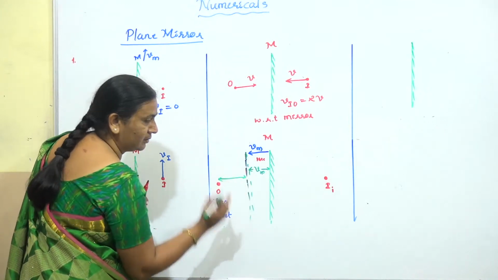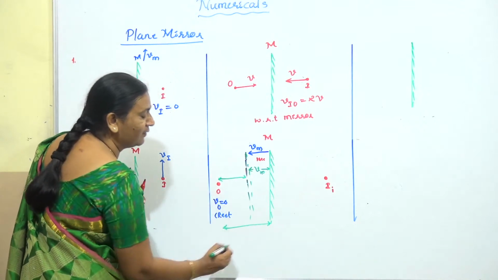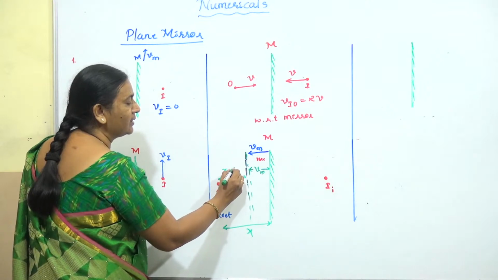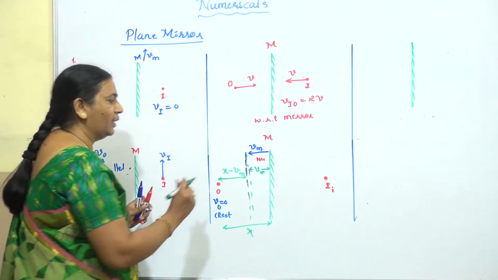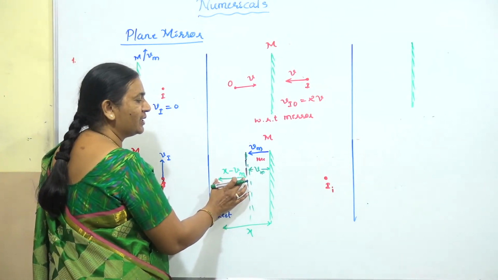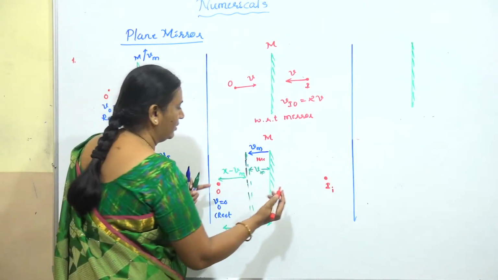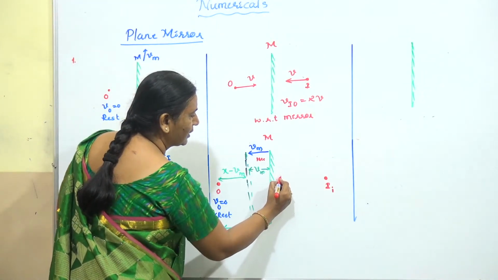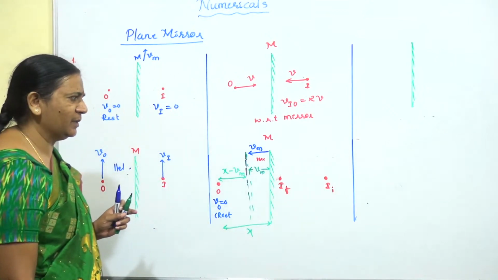Now if the initial distance between the mirror and the object is x, how much will it be now? x minus Vm distance. Then where the image has to form with respect to this new position, the image distance and object distance should be the same. So I am going to get my new position of the image here. This becomes I2.